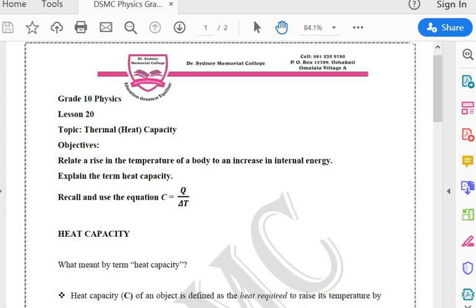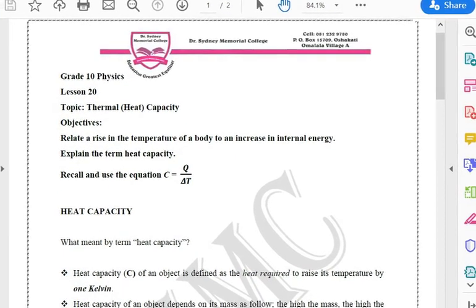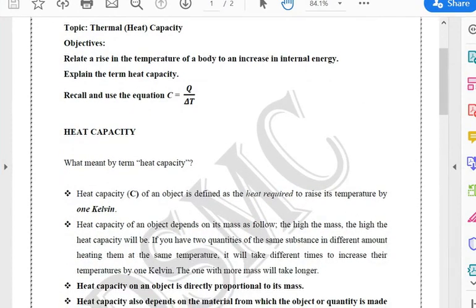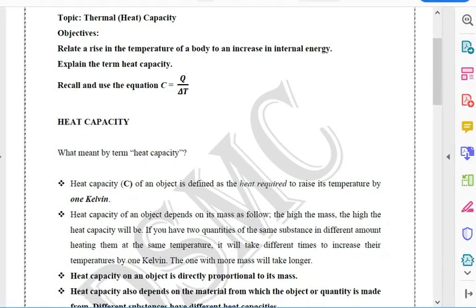Today we are looking at heat capacity, thermal capacity. Those terms are interchangeable. This is a new concept again for you guys, so I really want you to pay attention. The idea itself is not necessarily new. It's something that you already know about. But by the end of this lesson, we should be able to define the term heat capacity, to explain what we mean by heat capacity.